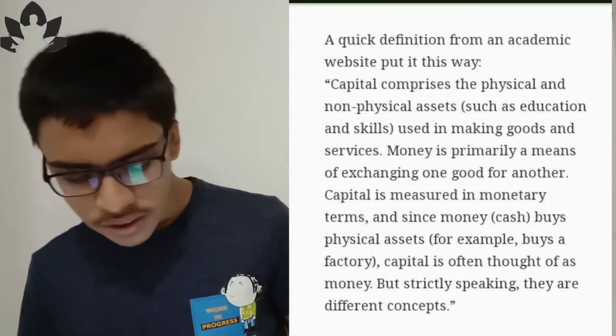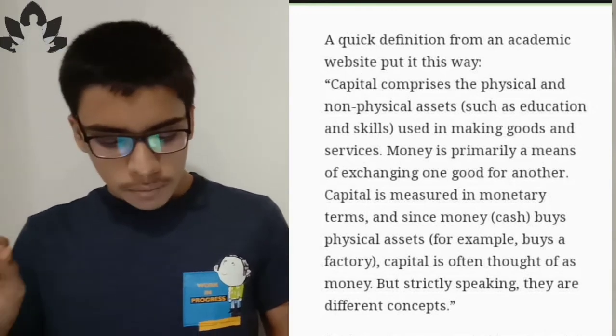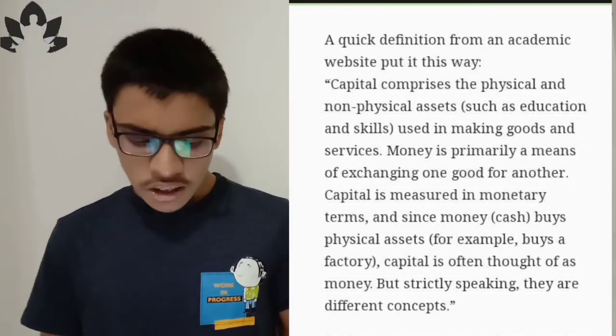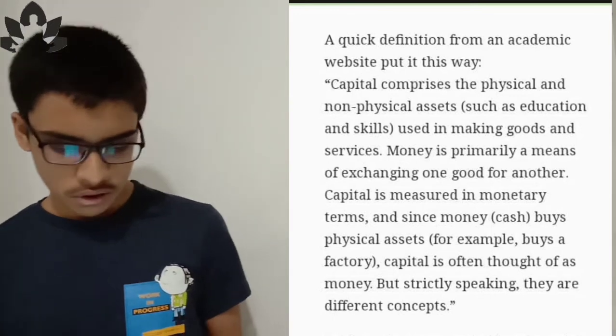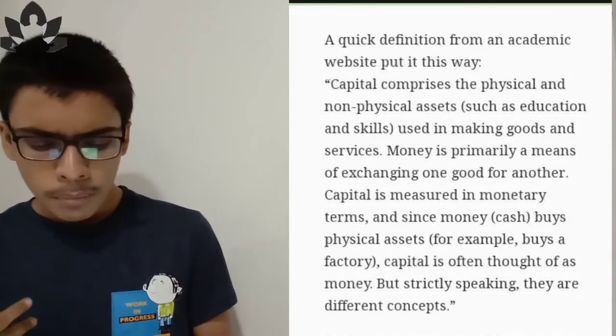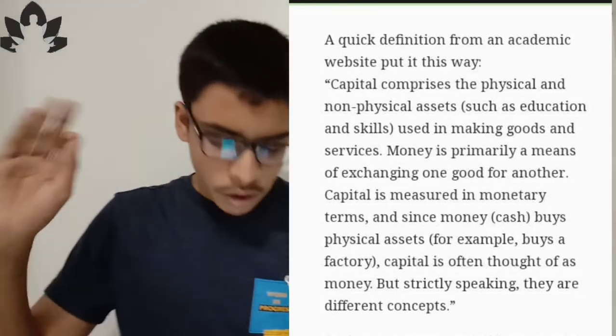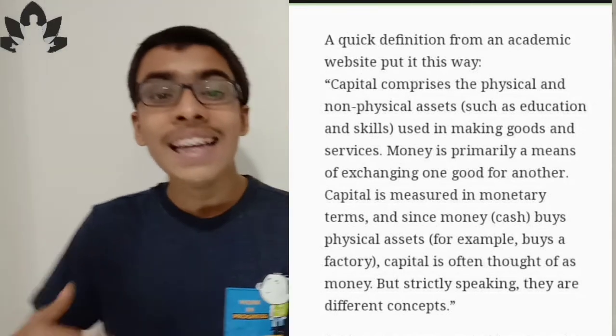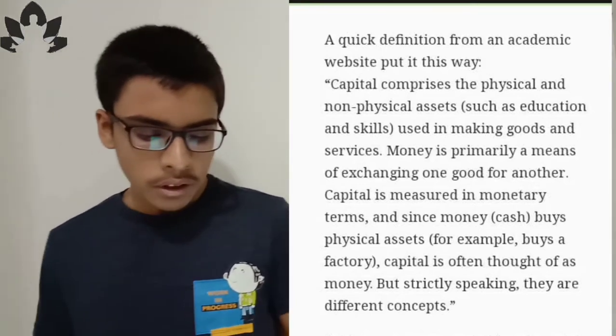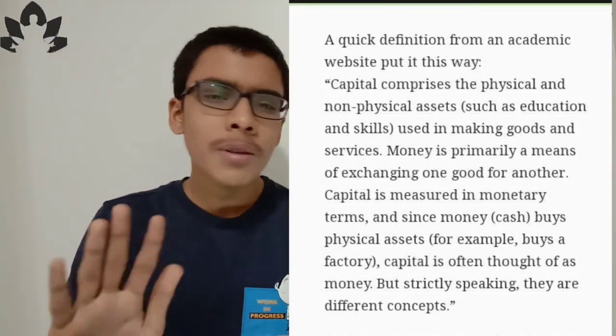Capital comprises the physical and non-physical assets used in making goods and services. Money is primarily a means of exchanging goods from a buyer to a seller. Capital is measured in monetary terms. Since money buys physical assets, capital is often thought of as money. But strictly speaking, they are different concepts. So money is a tool for buying capital, but not capital.